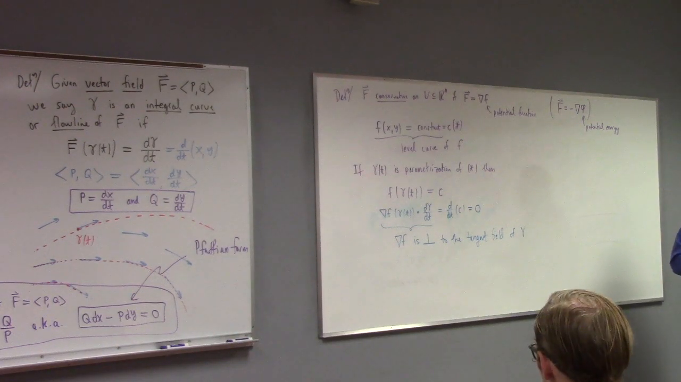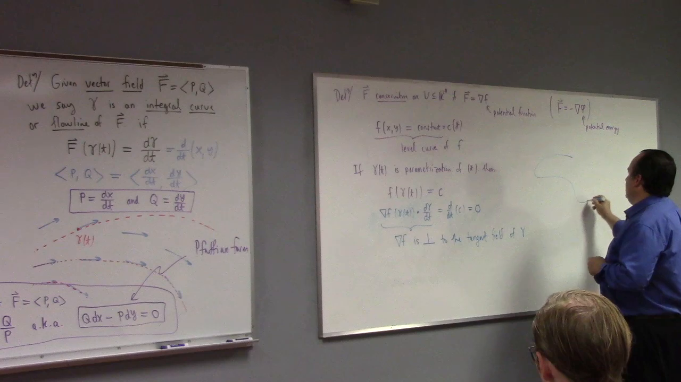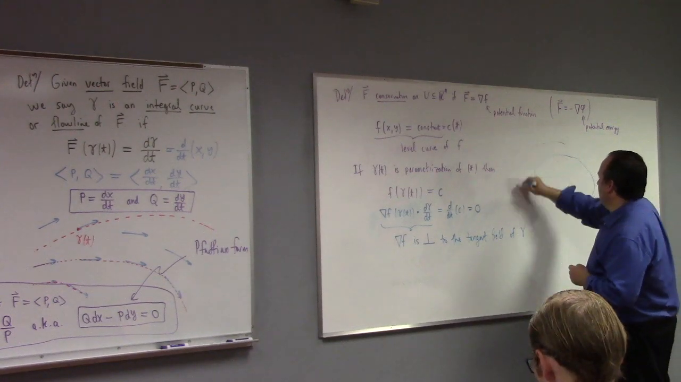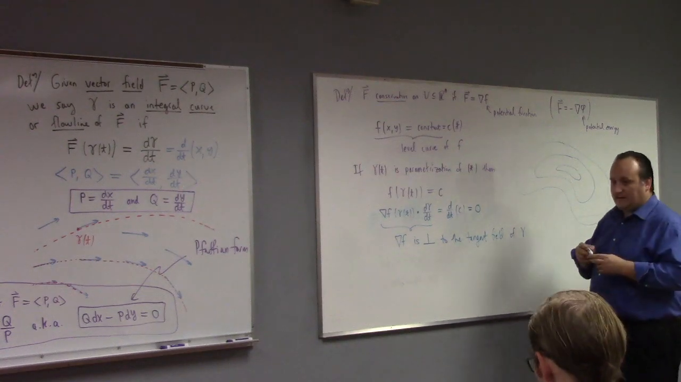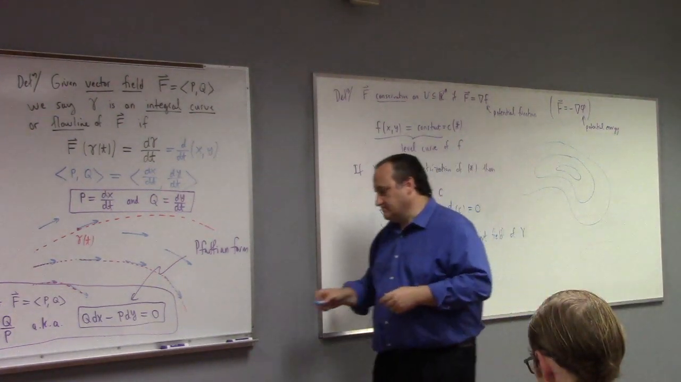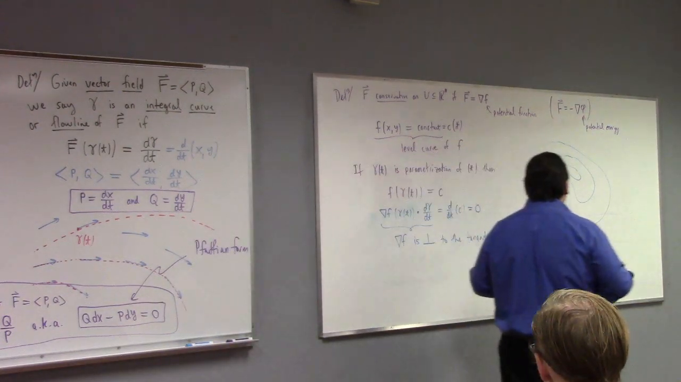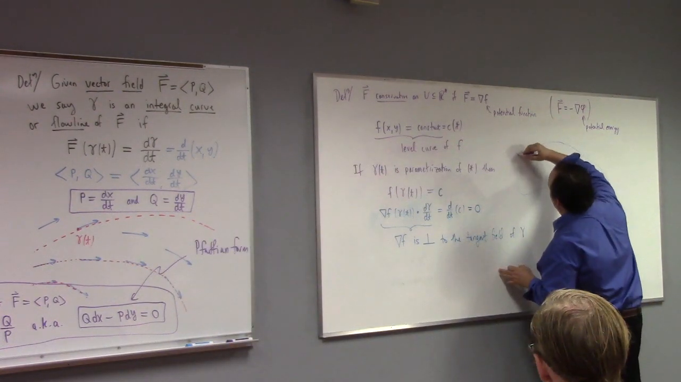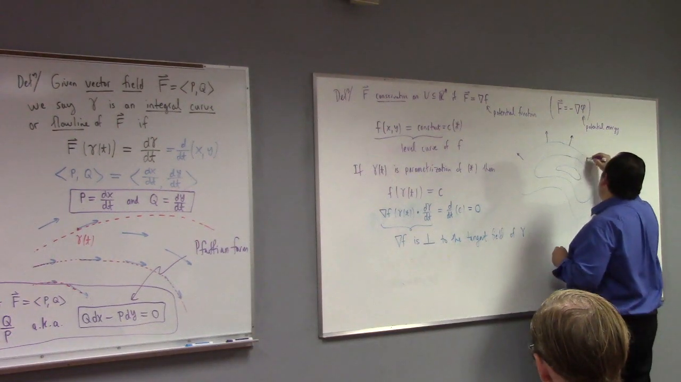And what does this mean? If I was to plot level curves, what would the gradient field look like to that? Yeah, I mean normal, right. So it's got to be exactly perpendicular wherever, like that.